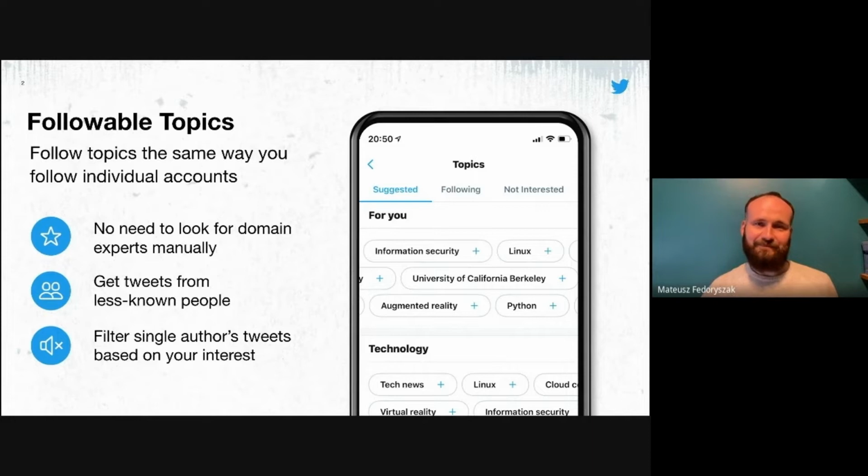And when you look for popular accounts in certain domains, you tend to find the biggest ones. But when you follow a topic, that's not necessarily the case. Also, when you follow individual accounts, sometimes they talk about various things, not only things you're interested in. And when following topics, you can just get updates on what's important for you.